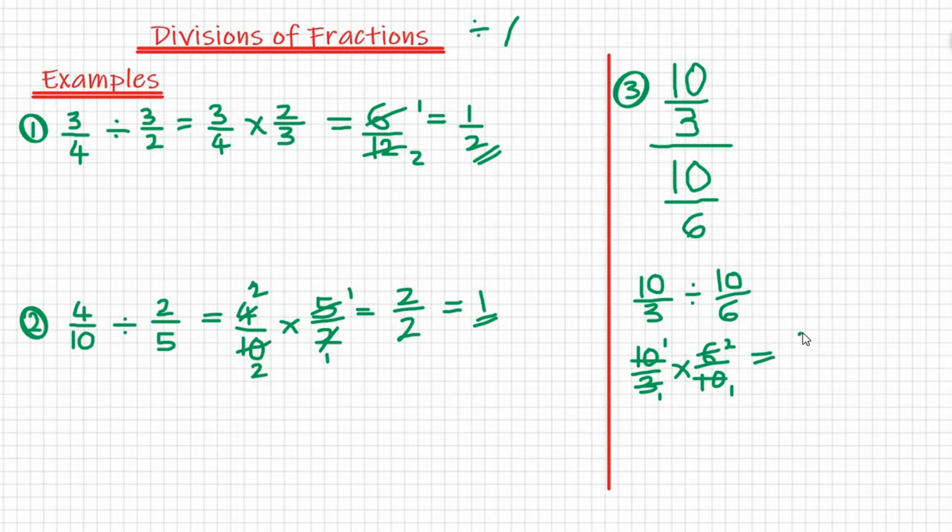So 1 times 2 is 2. You see that we have 1 times 2 is 2 over 1 times 1 is 1. So 2 over 1 is equal to what? Is 2. 2 divided by 1 is 2. So that's our answer.